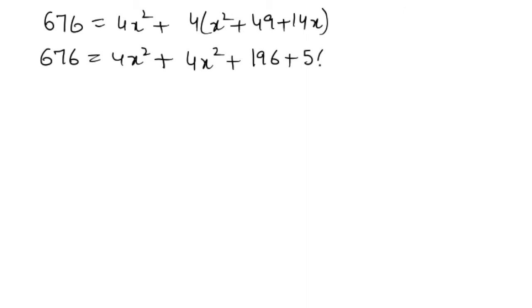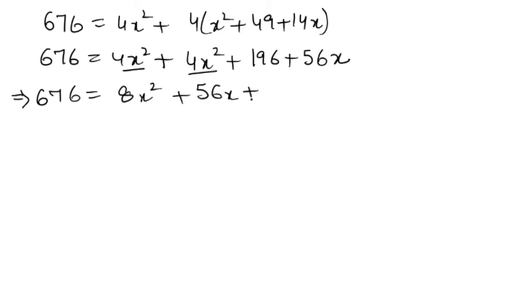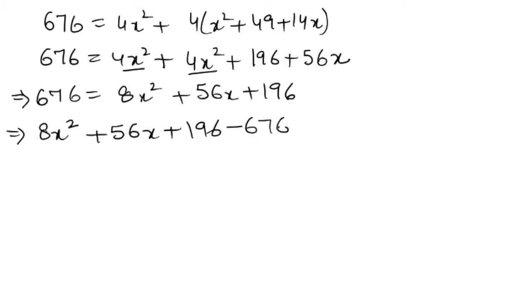plus 56x. So now we have to gather the like terms together. So 676, 4x square plus 4x square can be written as 8x square plus 56x plus 196. So now this becomes a quadratic equation. We have to bring 676 also on the other side. Plus 676 will change to minus 676, which is equal to 0.